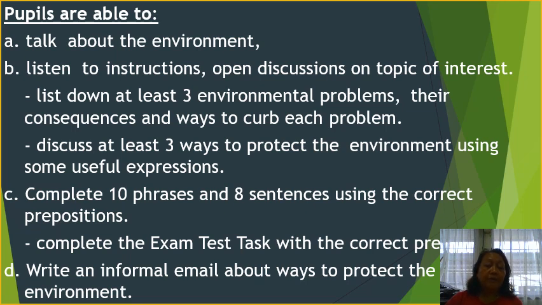The objectives are: pupils are able to A, talk about the environment, and B, listen to instructions and listen to open discussions on topics of interest by listing down at least three environmental problems, their consequences and ways to curb or solve each problem, and discuss at least three ways to protect the environment using some useful expressions.